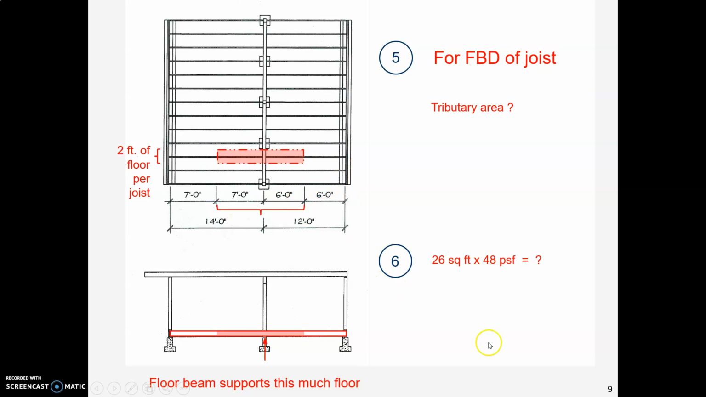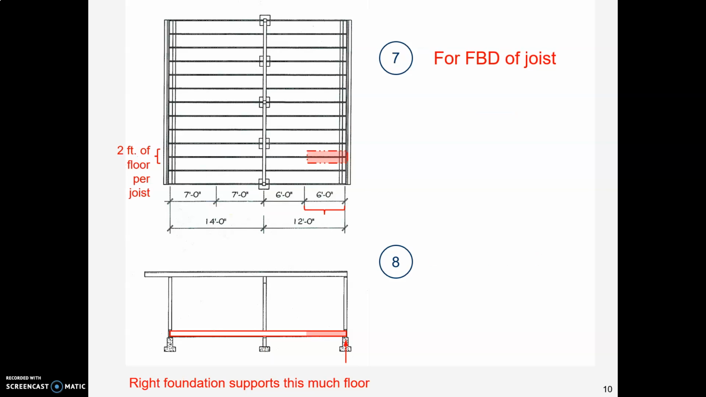And how much does it weigh? 26 square feet times 48 pounds per square foot. Punch that on your calculator and you'll get 1248 pounds. Now let's go to this right foundation.